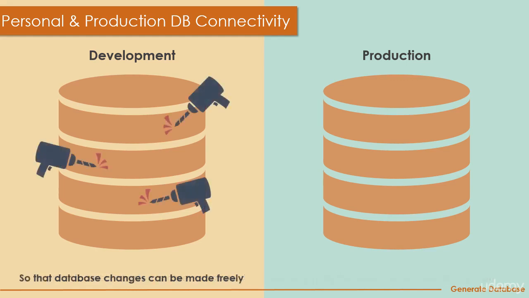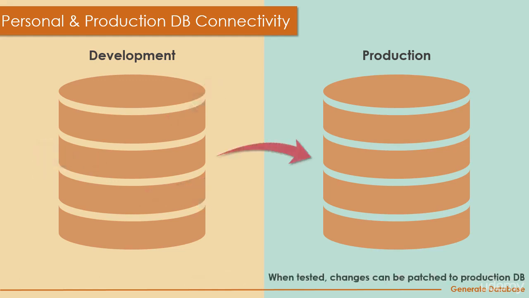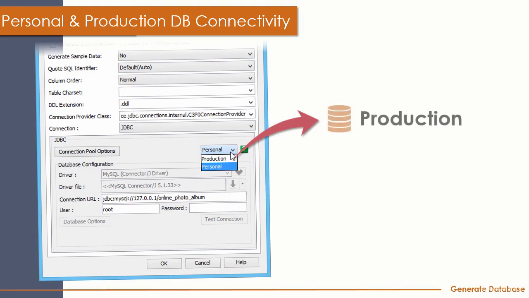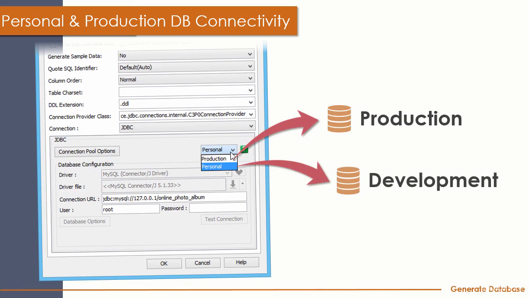So you will do the work on the development, you will make the change and revert your change. After you test all the changes, you will put your development into the production. Then you can patch the production database based on the development. Then we have a development database and a production database. In Visual Paradigm, you can define the production connectivity and the development connectivity as personal. Why do we say it's personal? It is based on different developers.